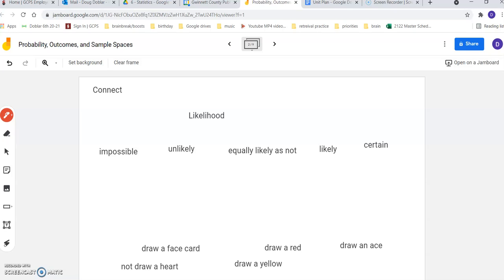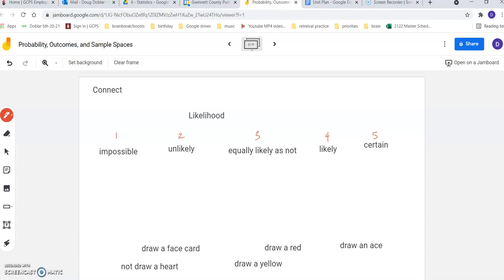We talked yesterday about likelihood. I want to remind you how likelihood works, just as a quick review. Likelihood we talked about in 5 possible ways. We talked about things being either impossible, unlikely, equally likely as not, likely, and certain yesterday.